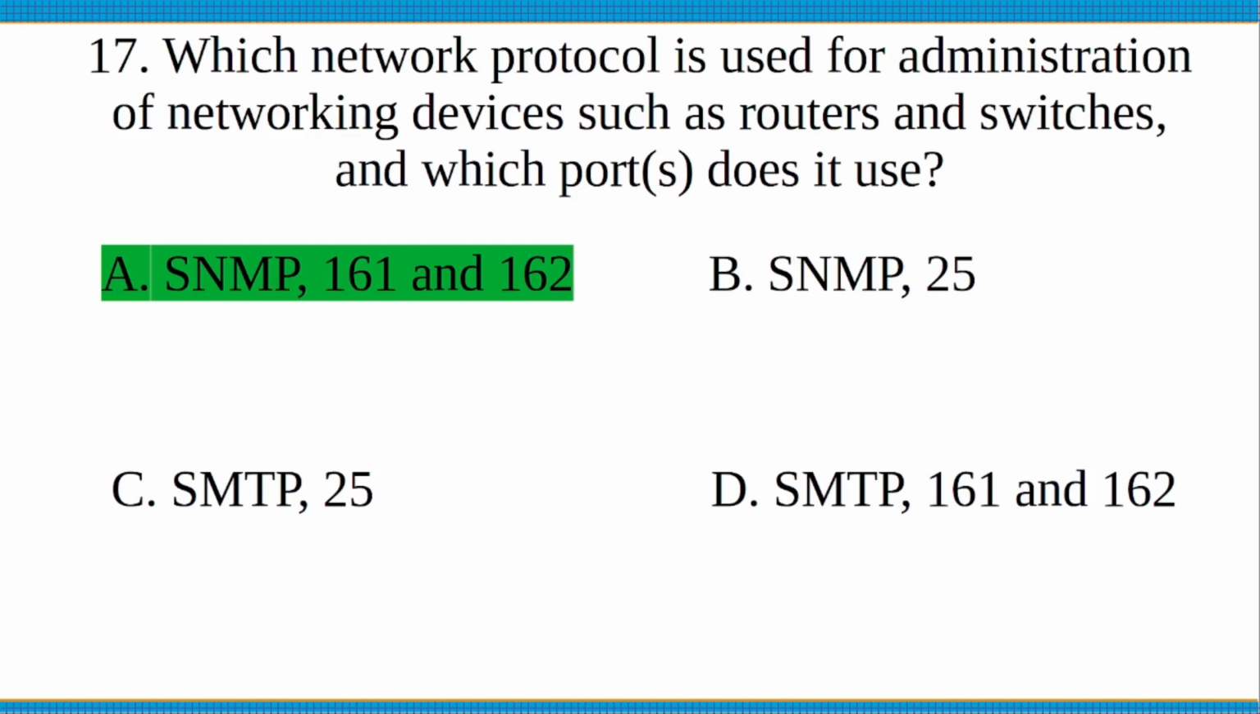So SNMP stands for Simple Network Management Protocol. It's used for networking device administration and management. It uses ports 161 and 162. Simple Mail Transfer Protocol, which is SMTP, is for sending email, and it uses port 25.